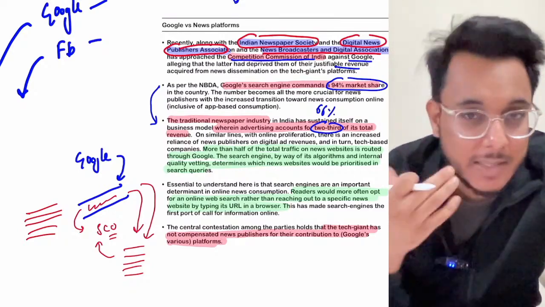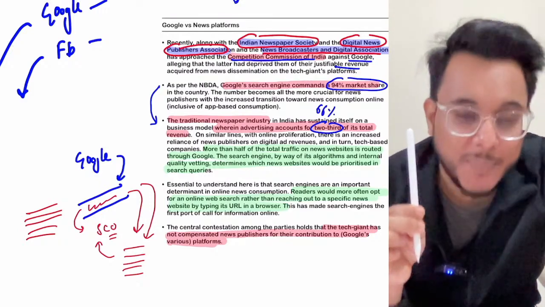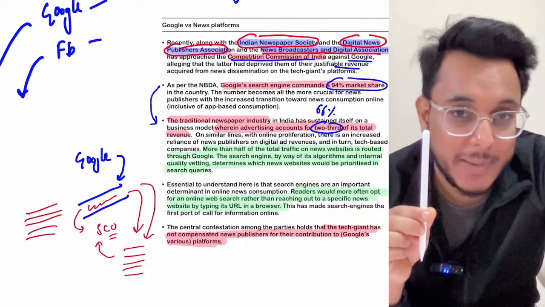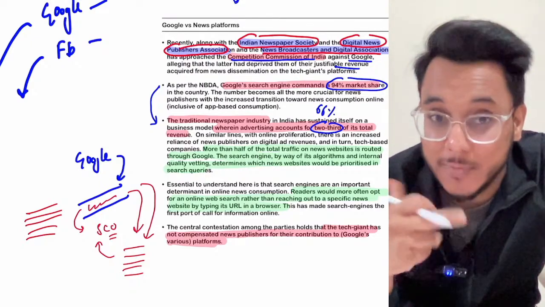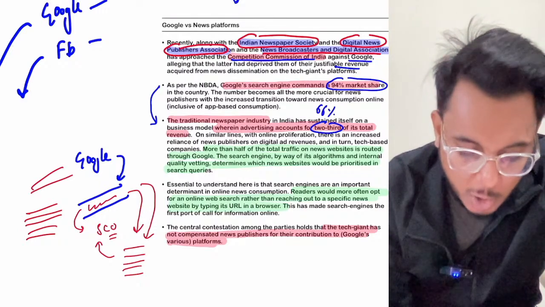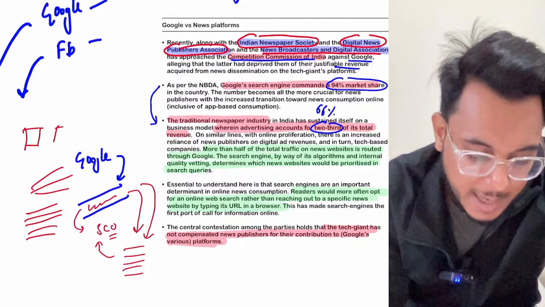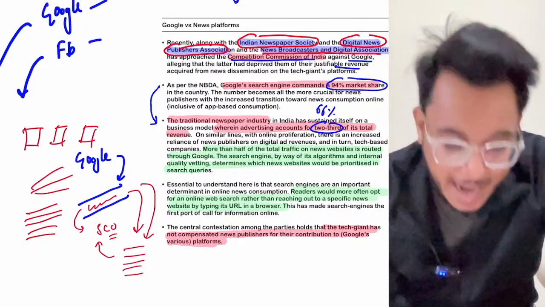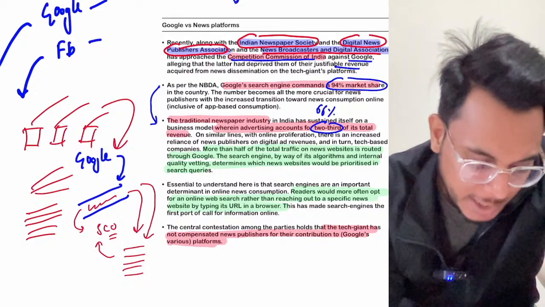Suppose I have a particular product. Suppose I am selling this pencil, and I want to advertise my pencil. Where will I advertise? I'll advertise where more people are coming. More people go directly to Google's home page, so the advertisements will be placed there, and all that revenue will go directly to Google. Now what are the news agencies saying?